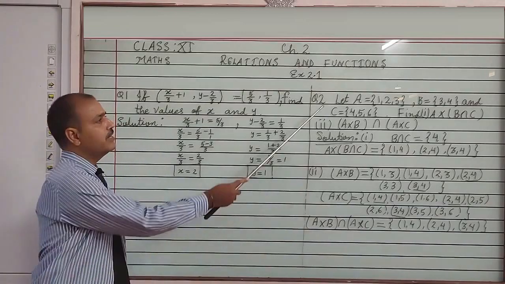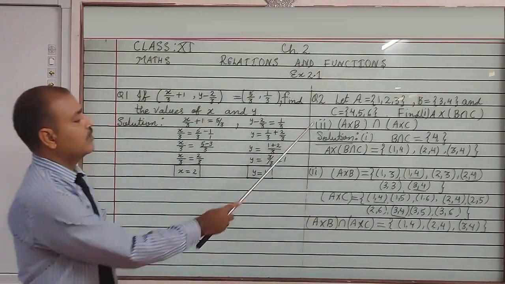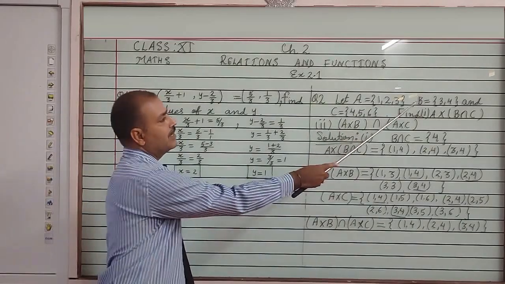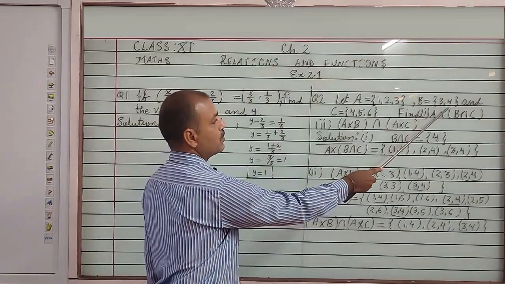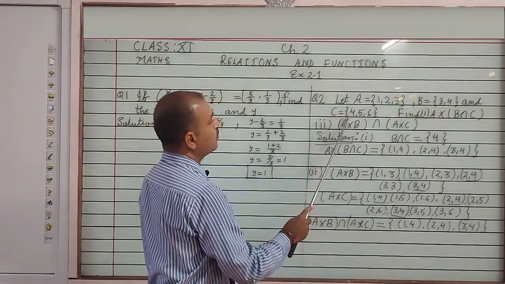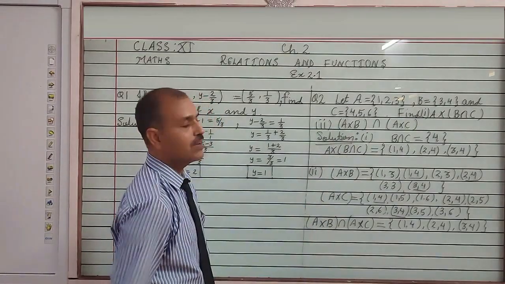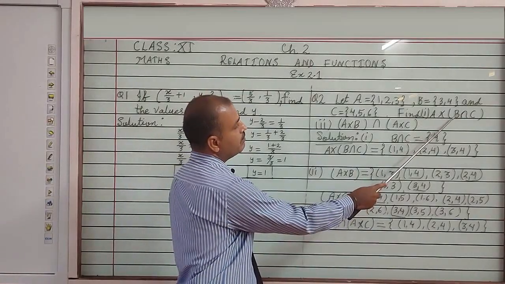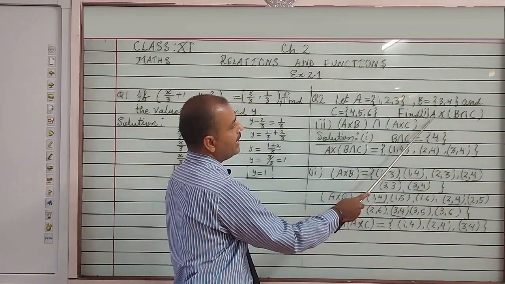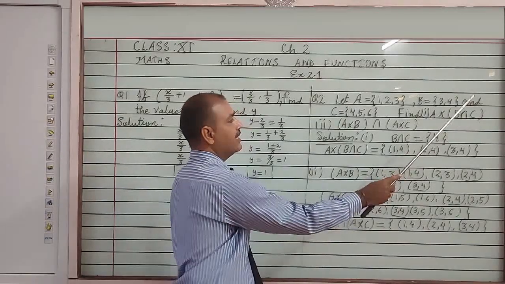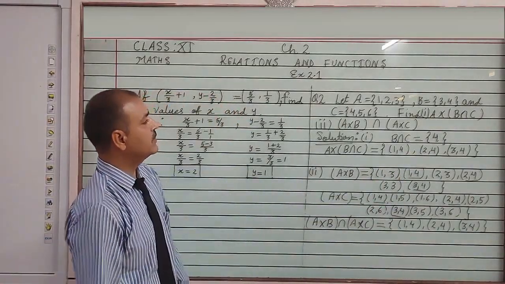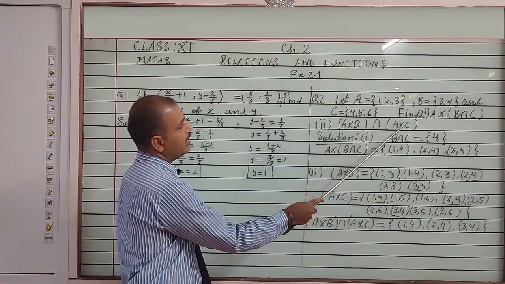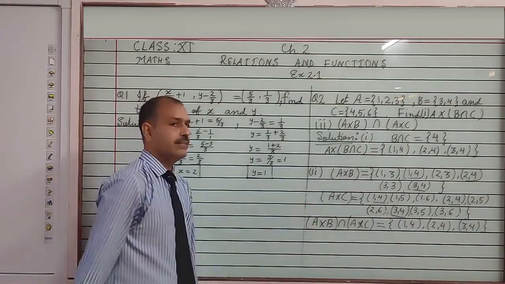Next question, question number 2. Let A = {1, 2, 3}, B = {3, 4}, and C = {4, 5, 6}. Find first part: A × (B ∩ C), or A multiply (B intersection C). Second part: (A × B) ∩ (A × C).